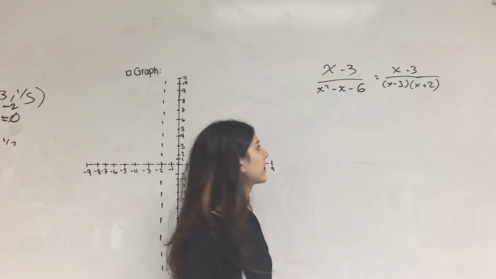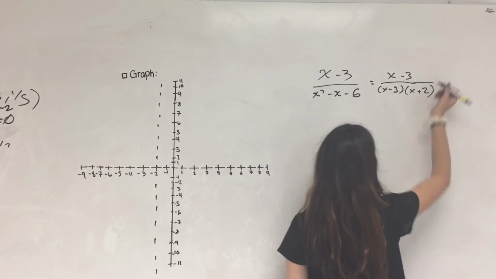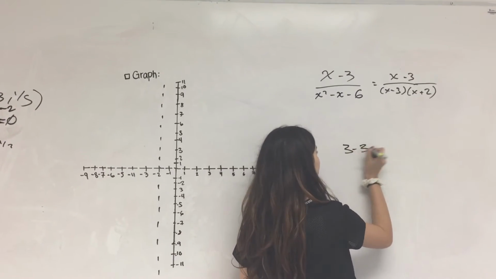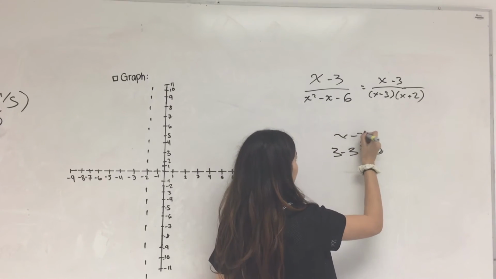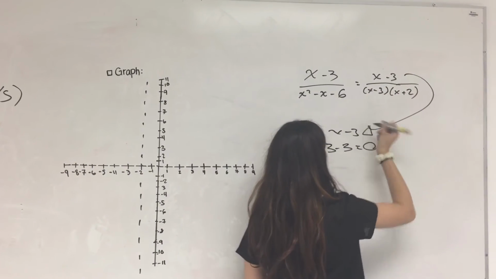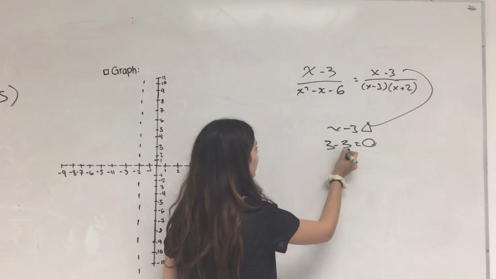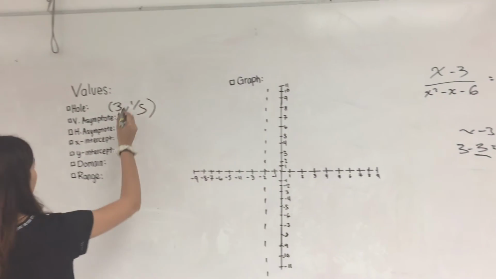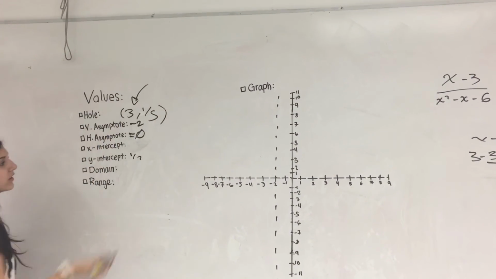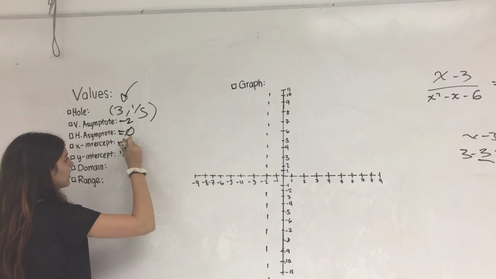To get the x-intercept, we already know that it's going to be 3 because 3 minus 3 equals 0, which is x minus 3. But since the 3 is a hole, which you can tell over here, there's going to be no x-intercept.